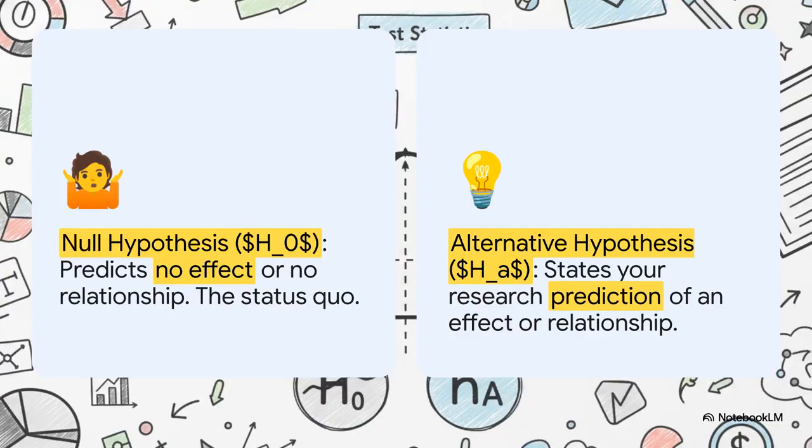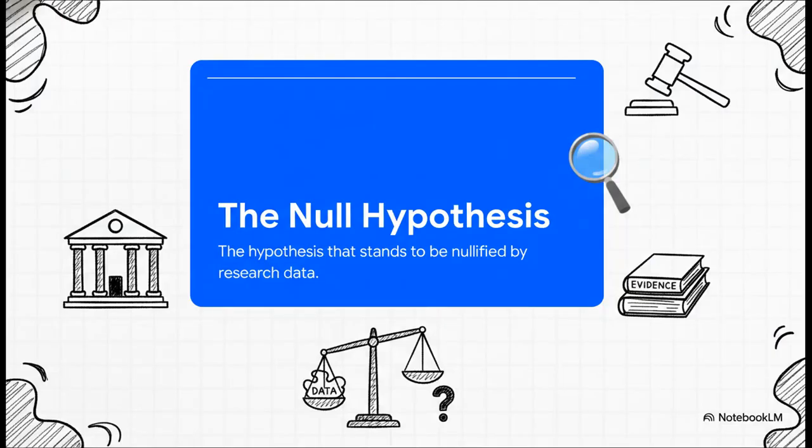So on one side, you have the null hypothesis, which we call H0. Think of this as the default position, the status quo. It's the boring reality where your new idea does nothing. There's no effect, no difference, no relationship. Then, on the other side, you've got the alternative hypothesis, HA. This is your big idea. This is the exciting new possibility you're testing, the claim that there is a real effect out there that needs to be proven.